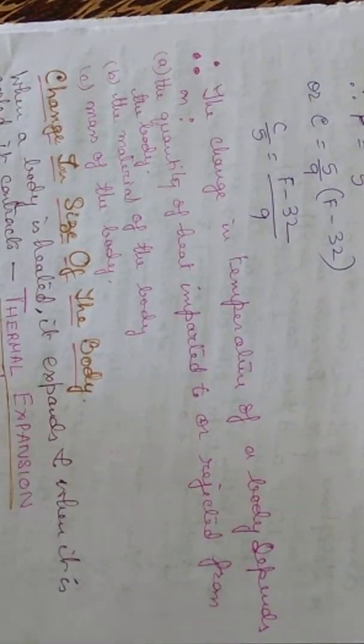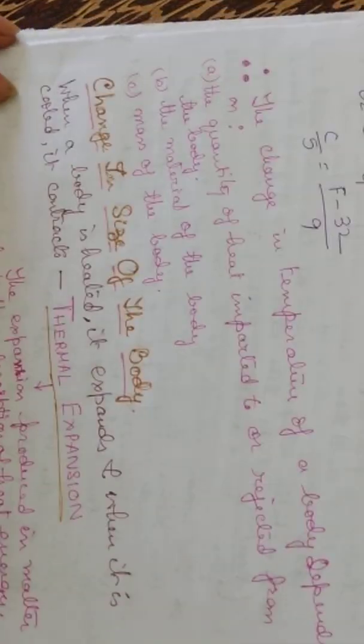So the change in temperature of a body depends on the quantity of heat imparted to or rejected from the body, the material of the body and the mass of the body.